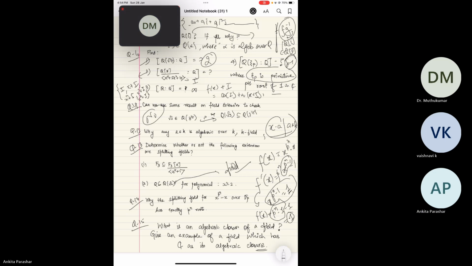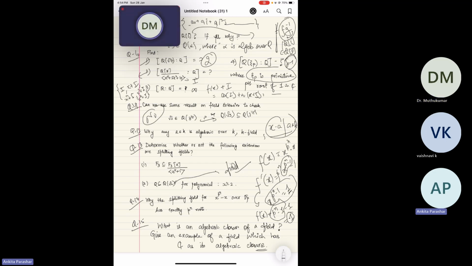And the second condition, that K is an algebraic extension of some subfield F. So when those two conditions are satisfied, we call K an algebraic closure of F. Right. So can you give me an example of a field which has C as its algebraic closure? R. Any other field? Q. Sorry, Q is not a field which has C as its algebraic closure.